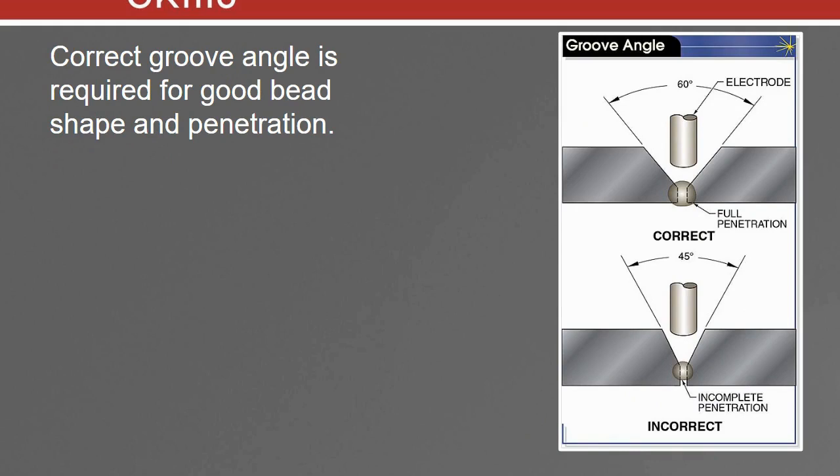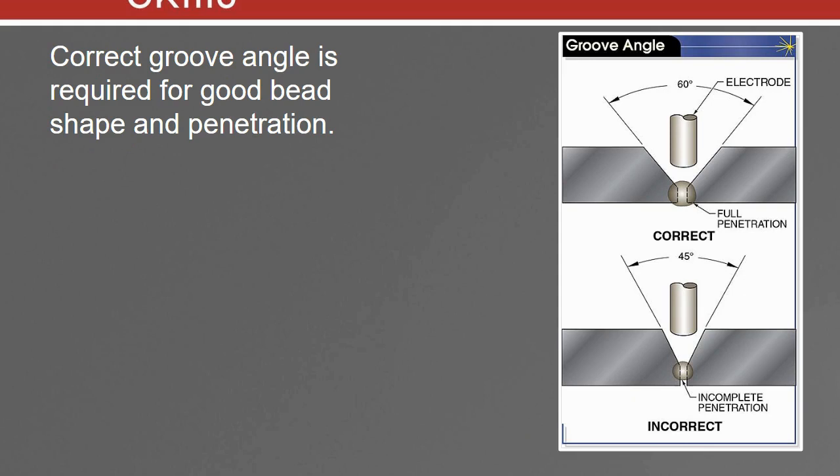Correct groove angle is required for good bead penetration and shape. So if you're welding a V groove, you want to have between a 45 and 60 degree overall groove angle. Now, once again, that's going to depend on the thickness of the material, on the welding procedure, and on whether or not it's going to be an open root or if it's going to be with a backing strip.